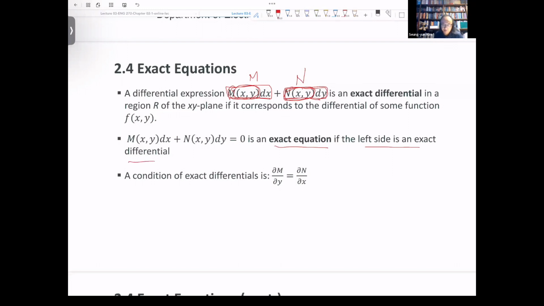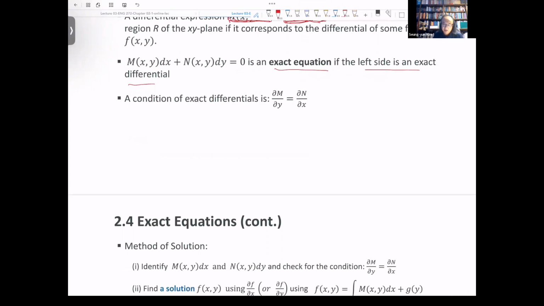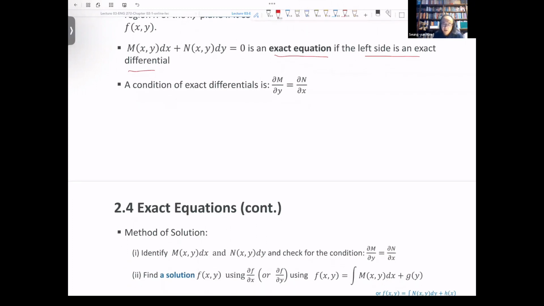I don't know what happened to the rest of the sentences. And I'll show you. And then to identify whether it is exact or not, we need to do this.